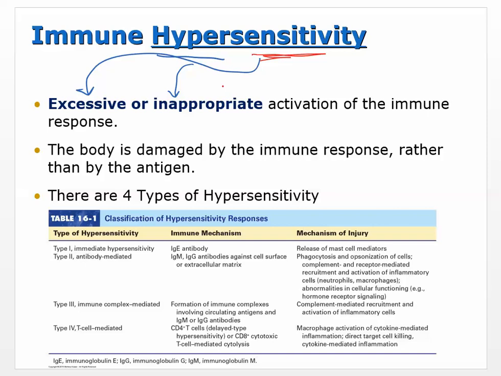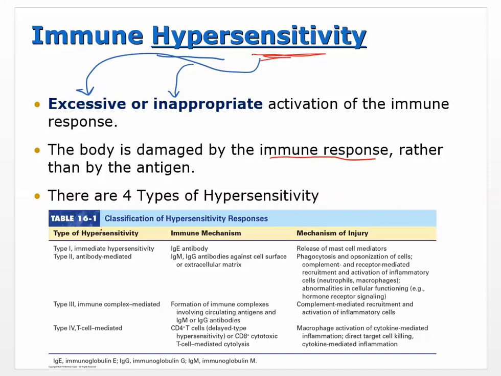Okay, so the body is damaged by the immune system or by the immune response rather than by the antigen. So normally we are worried about the antigen coming in and doing things, but sometimes what if you have an antigen that doesn't mean any harm, just kind of finds itself inside your body, and your immune response kind of goes crazy and starts to attack that, and at the same time causes inflammation, causes some of your own tissue damage, or causes some of the symptoms associated with an allergy, or you could have complete destruction of an entire tissue, which can be obviously very bad.